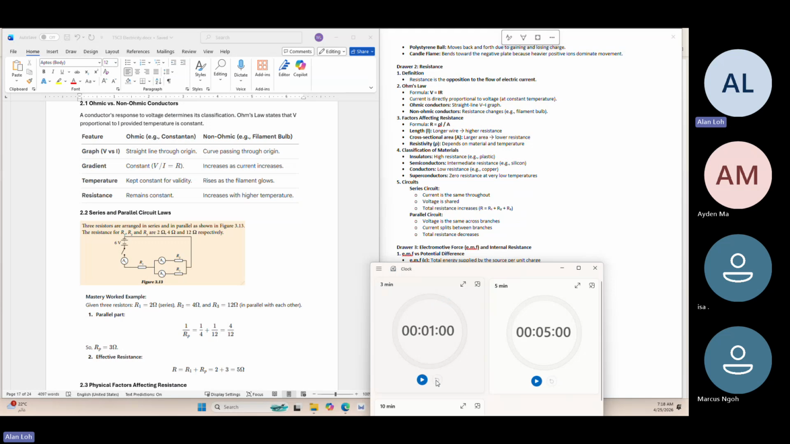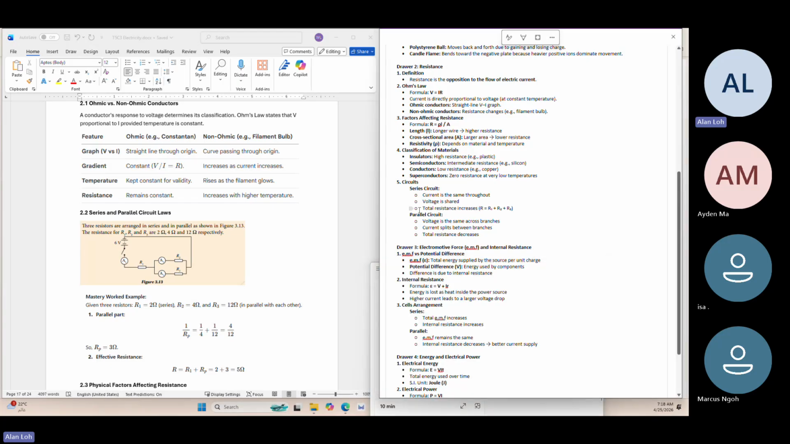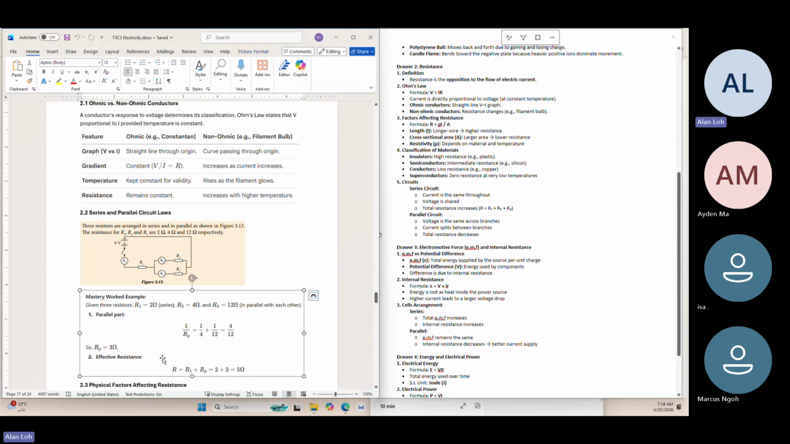Okay, by now you should at least know the difference between parallel and series circuits in terms of resistance. Resistance for parallel circuits decreases as you add more resistance. However, for series circuits it increases as you add more resistance. It's mentioned here clearly. Series circuits, total resistance increases. Parallel, total resistance decreases because of the calculations, right? The parallel part and also the series part, right?